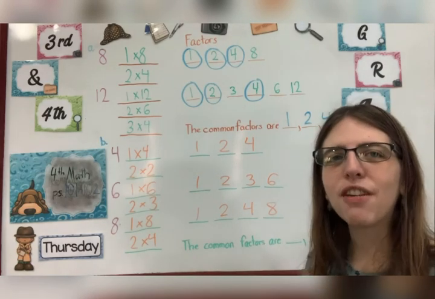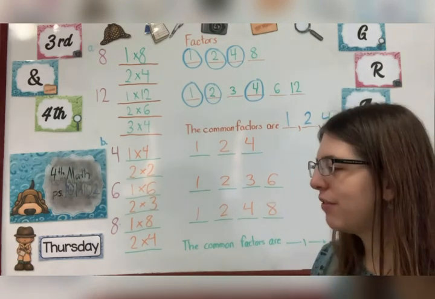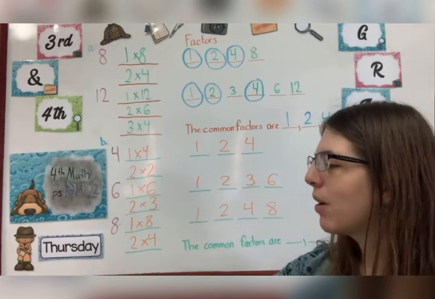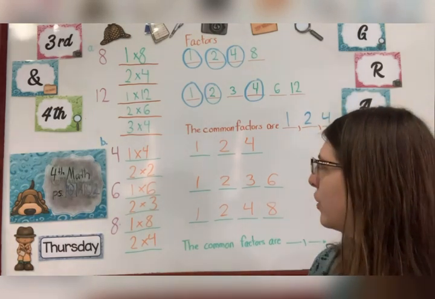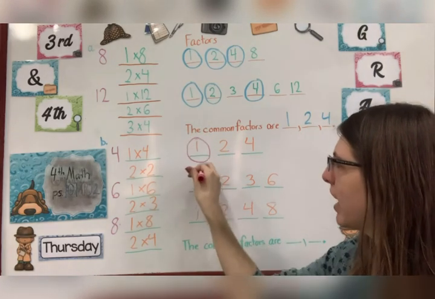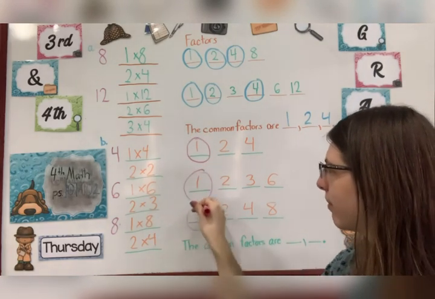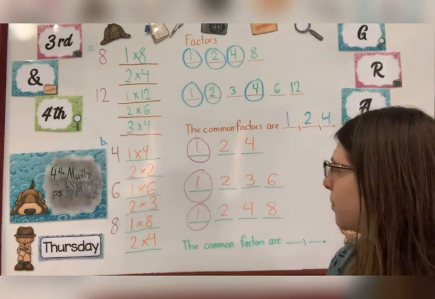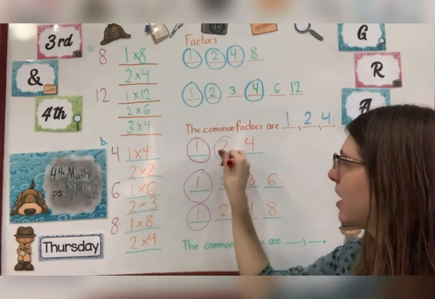Now that we have our factors listed out, we can very quickly see and find our common factors. So let's start with 1 as a common factor. All of my numbers have 1. How about 2? Yeah, they all have the number 2.